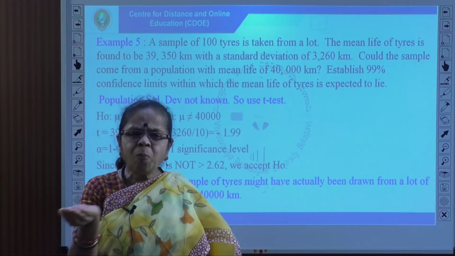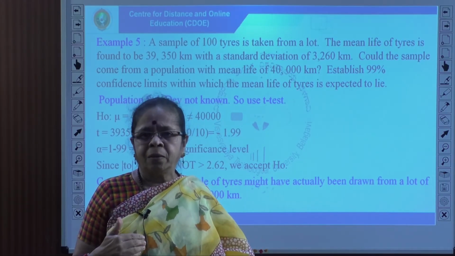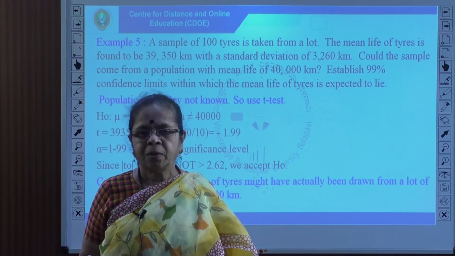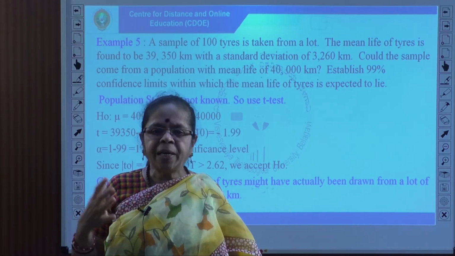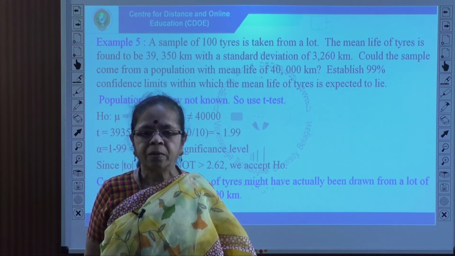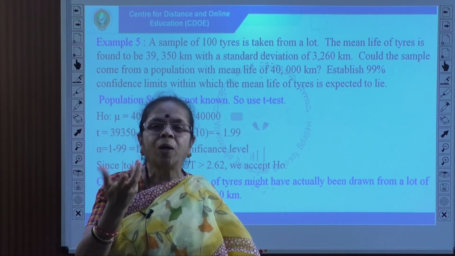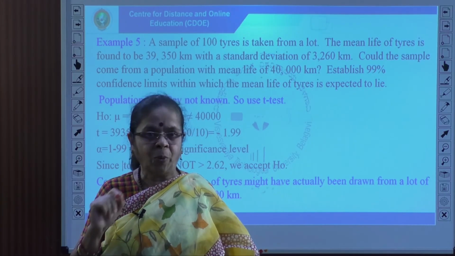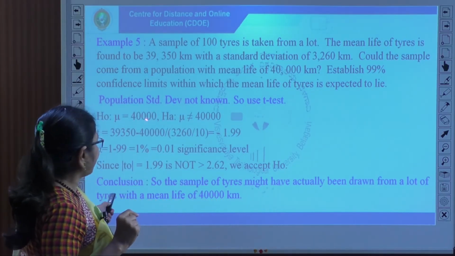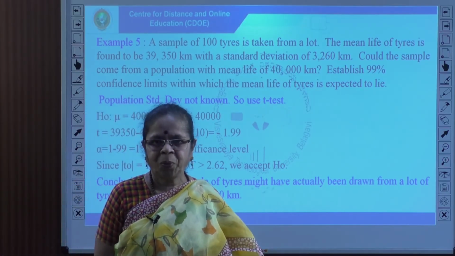Okay. The question could be slightly differently framed. A manufacturer claims that the average life of the tire is 40,000 kilometers, and when 100 tires were sampled, it can be like that. Is the manufacturer's claim valid? Yes, it is. The mathematical process is the same, the question is worded slightly differently. So, understand the question properly, and here in the hypothesis, if you put 39350, you will be wrong. That is not correct.